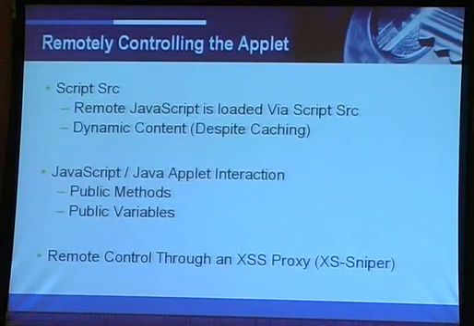For those of you who are not familiar with remotely controlling cross-site scripting, we'll give you just a quick preview of how that works, and then we'll move into how you remotely control this Java applet. It's dynamic content. I can inject whatever I want into the cross-site scripting proxy, and that'll be executed in the victim's browser. This happens despite the fact that the applet's cached, because I can use any functionality that's cached inside the applet. Then, like I said before, there's JavaScript and Java interaction through the public methods and public variables.